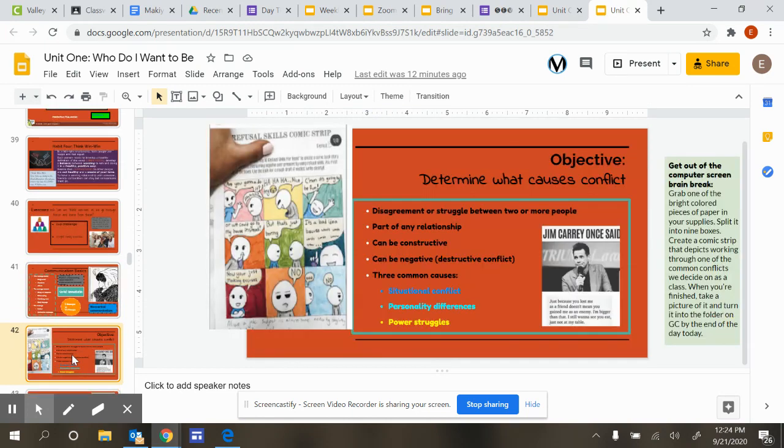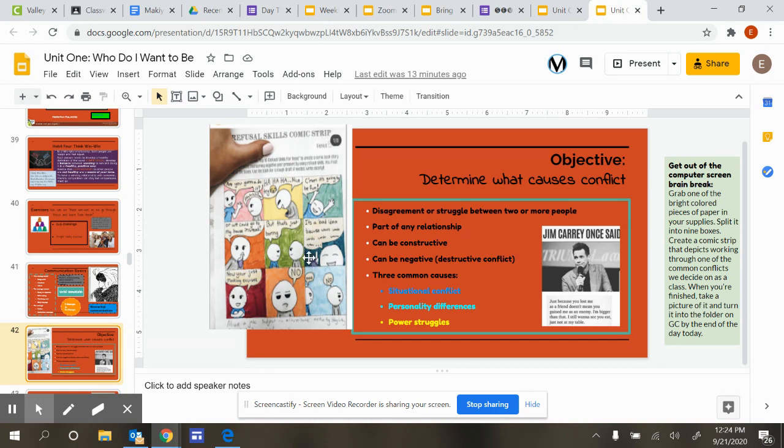The last thing that we looked at was what causes conflict. So on Wednesday, we're going to talk more about how we resolve conflict, but today we just talked about the causes in general. So we went through this information and then everybody took a brain break from the computer and we drew out a comic strip. And that is what is going to be due at the end of the day today.